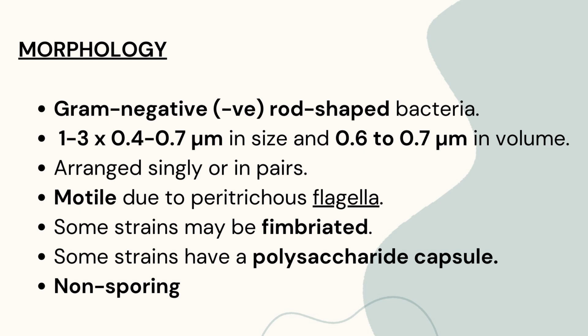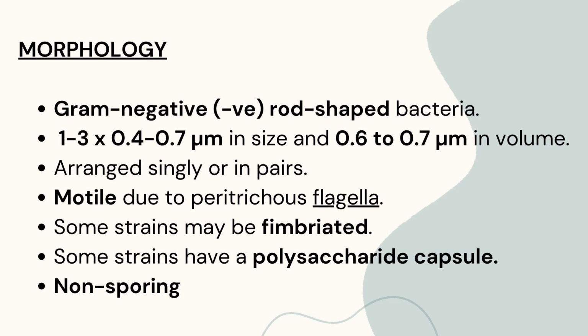So these numerous flagella will allow E. coli to move in a coordinated manner. And there are also some strains that are non-motile. Some strains may be fimbriated. Fimbriae are hair-like appendages found on the surface of the bacteria. They allow bacteria to adhere to surfaces such as host tissues.